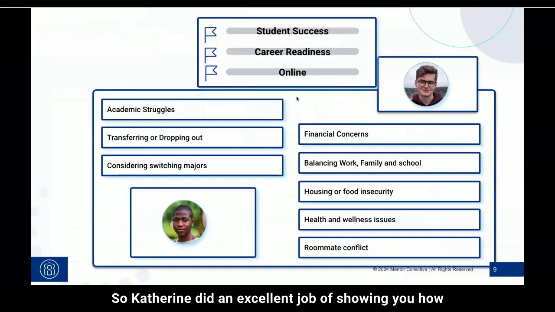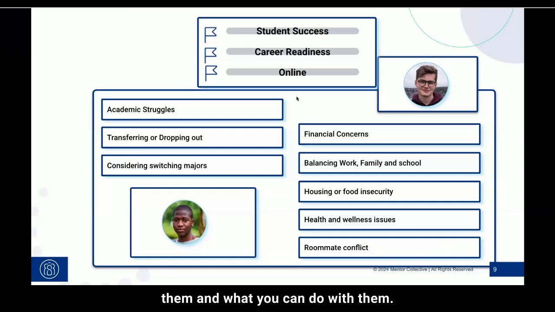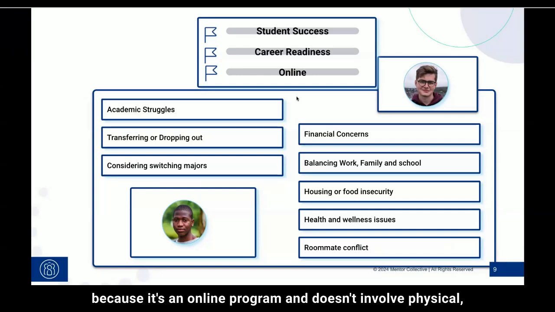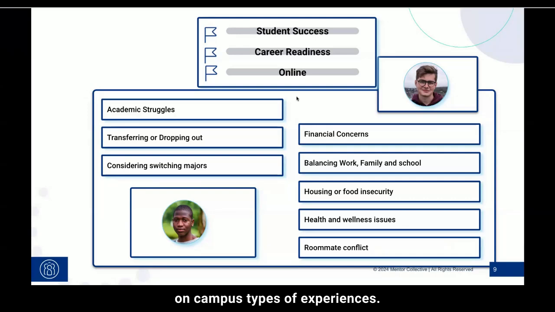So Catherine did an excellent job of showing you how flags get into your dashboard and how you can access them and what you can do with them. I just want to quickly go over how you can configure the flags to map the goals of your program. At the top of the screen, you're looking at the 3 ways we define programs or the general goals. It can be a student success program, but there's also programs that might be focused on career readiness, or they might be online focused programs where the flags take a little bit of a different terminology because it's an online program and doesn't involve physical on-campus experiences.